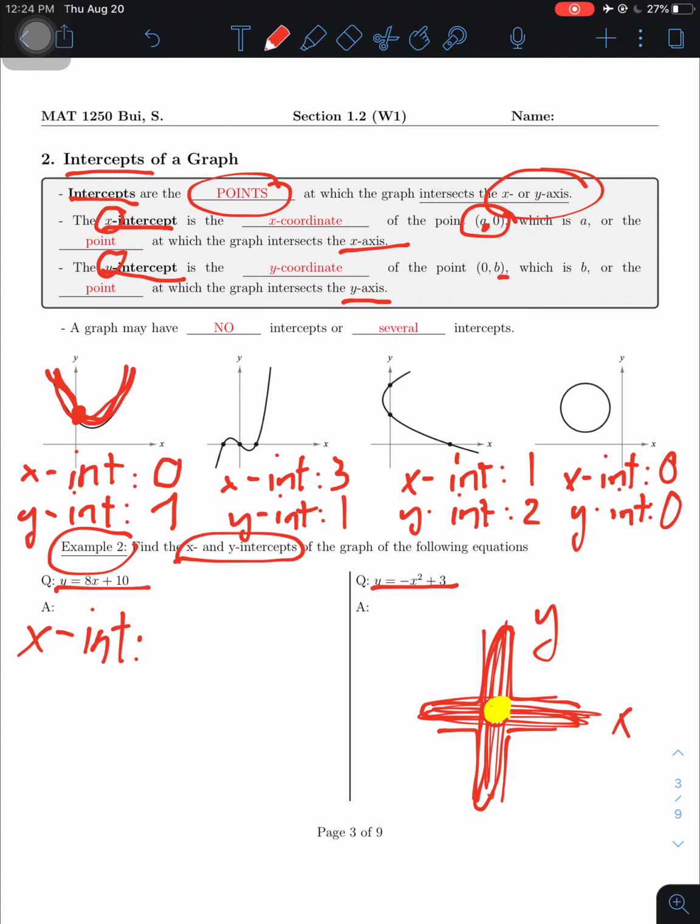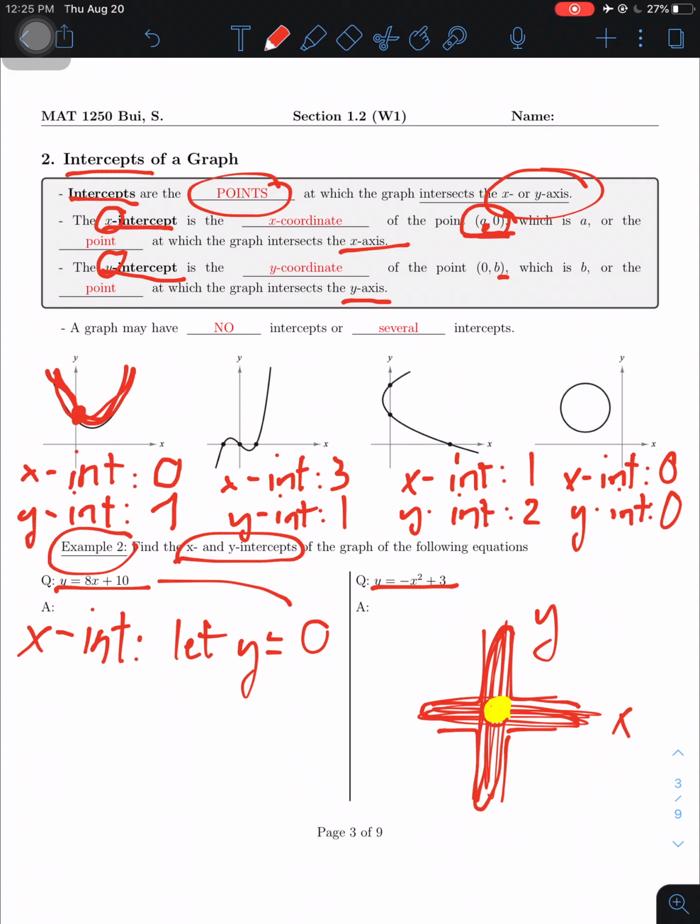But the very first thing that comes to my mind is that we know the x-intercept has y coordinate at 0. So what we're gonna do is let y equal to 0. And another tip is that for x-intercept, we let y go to 0, and for the y-intercept, we let x equal to 0. Simple enough, right? So for our x-intercept, again, we let y go to 0.